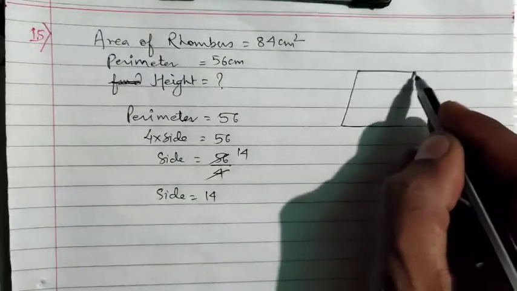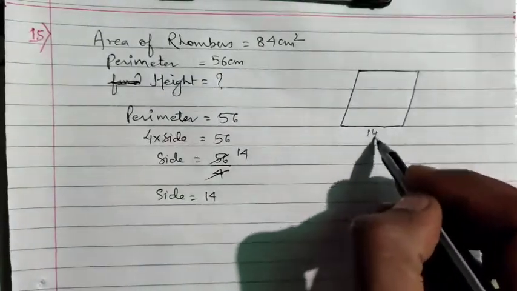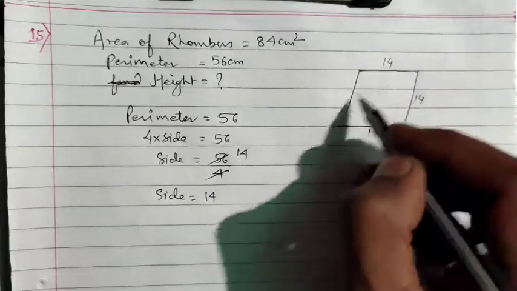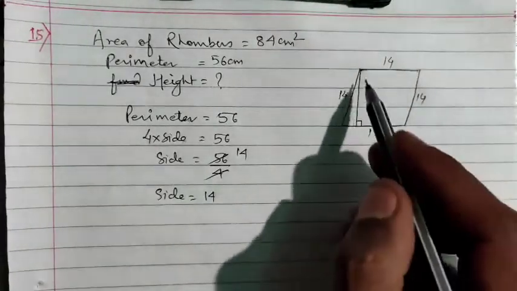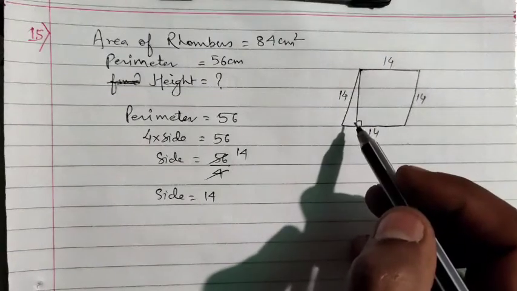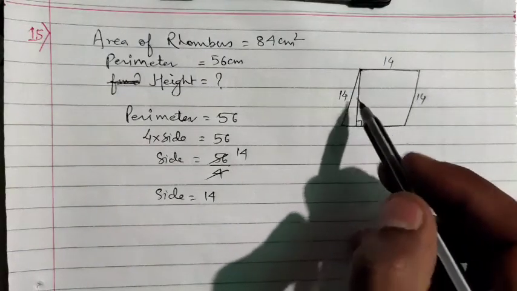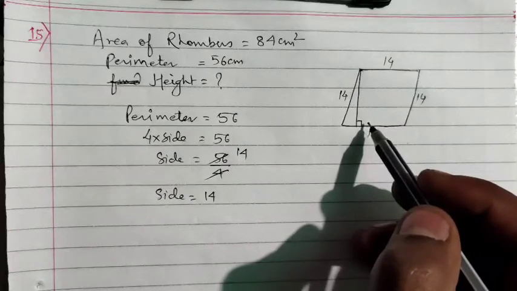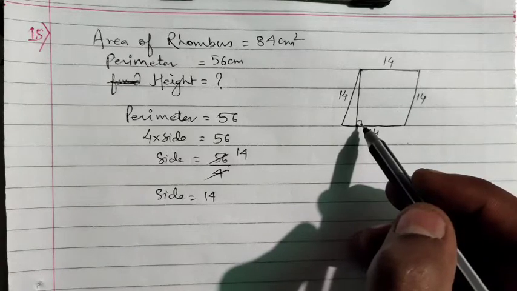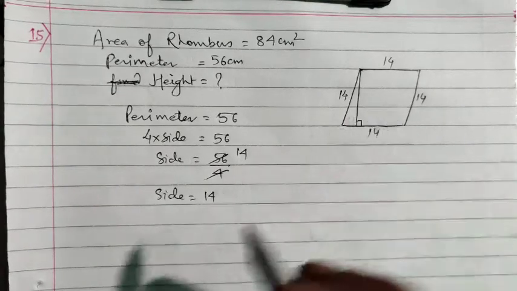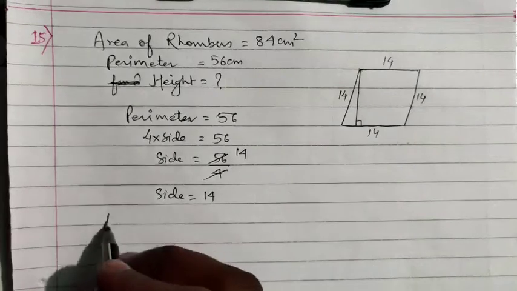Here I am drawing the rhombus. This side is 14, 14, 14, 14, and we have to calculate this height. Rhombus is also a parallelogram. Rhombus is a parallelogram whose all sides are equal. It means that the area of rhombus can be used as area of parallelogram, and area of parallelogram can be used as area of rhombus. The same formula. So we will use the another formula.